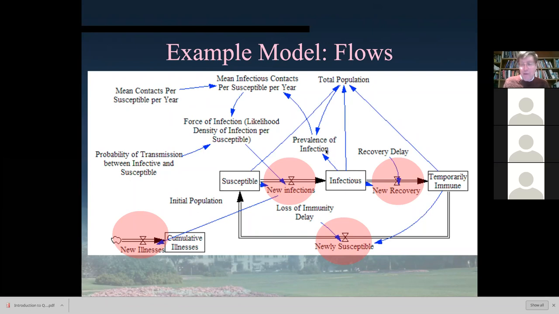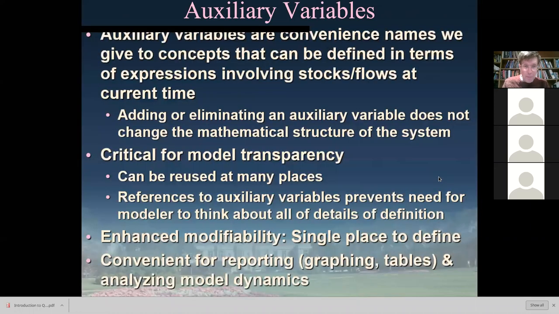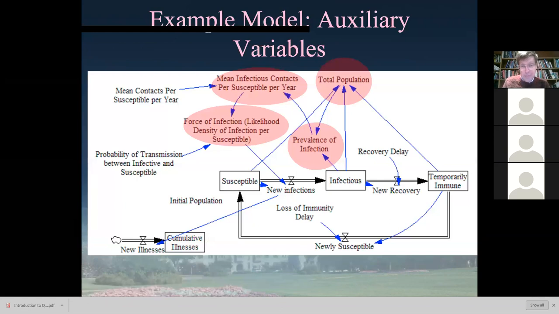The prevalence of infection, the fraction of people that are infective at any one time, is infectious divided by total population. Mathematically, it all unpacks to infectious divided by the quantity susceptible plus infectious plus temporarily immune, but we can write it for convenience as infectious divided by total population, knowing full well the total population is the sum of susceptible, infectious, and temporarily immune people. Okay, so these are auxiliary variables. They're critical for model transparency. Often we'll graph them, we'll save them away, we'll create a table of them, we'll output them. They're convenient for reporting, convenient for human understanding.